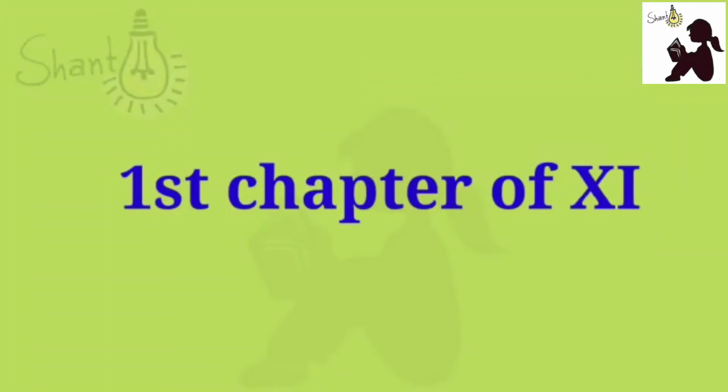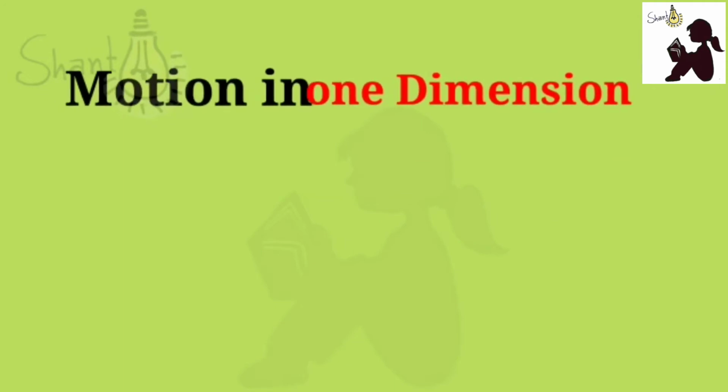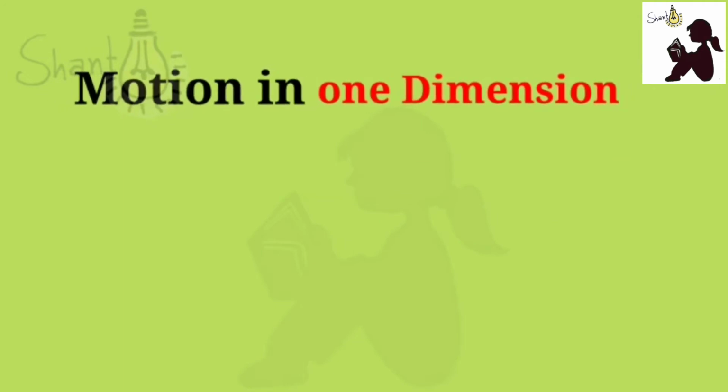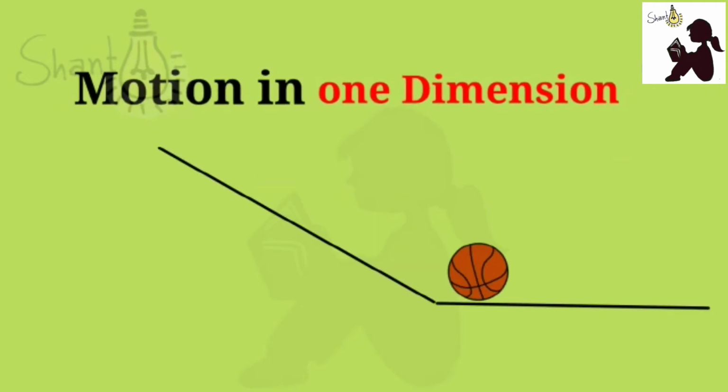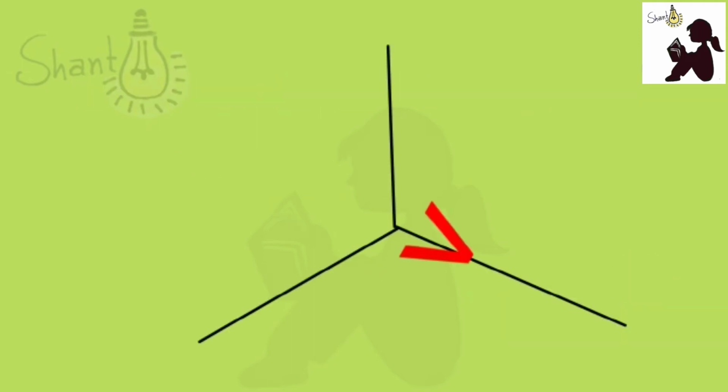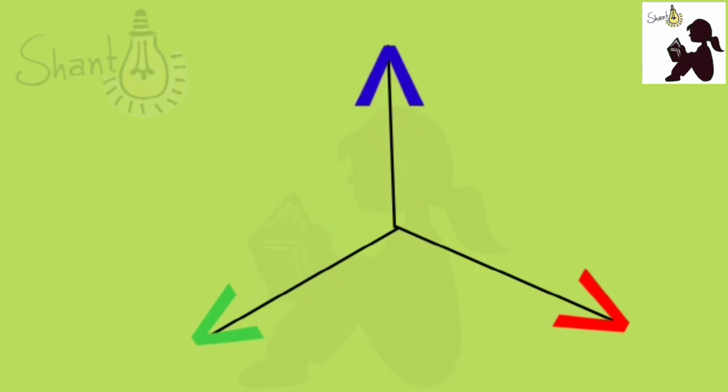Today we are going to discuss the first chapter of class 11, one-dimensional motion. One-dimensional motion means the object is moving only in a straight line. It can be along the x-axis or y-axis or z-axis.